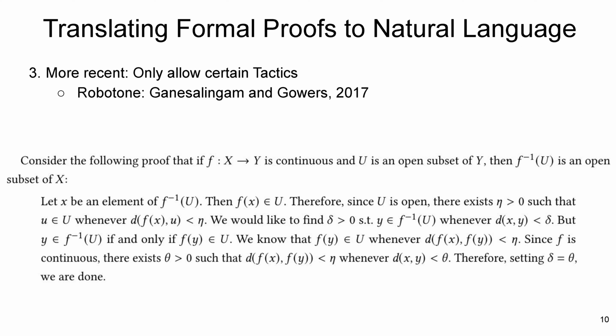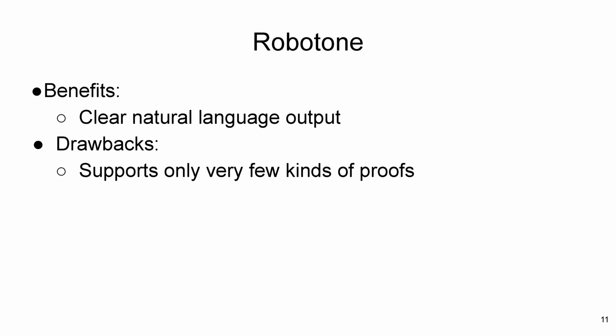So what Ganesalingam and Gowers did is they built their own custom theorem prover from scratch, and they only built tactics into the theorem prover that they thought corresponded to things that a human would do while proving a theorem naturally. And they were able to get some really high quality natural language proofs from their approach, such as the one here, which is a proof that the pre-image of an open set is a subset under a continuous function. The approach that we use is mostly inspired by that of Ganesalingam and Gowers.